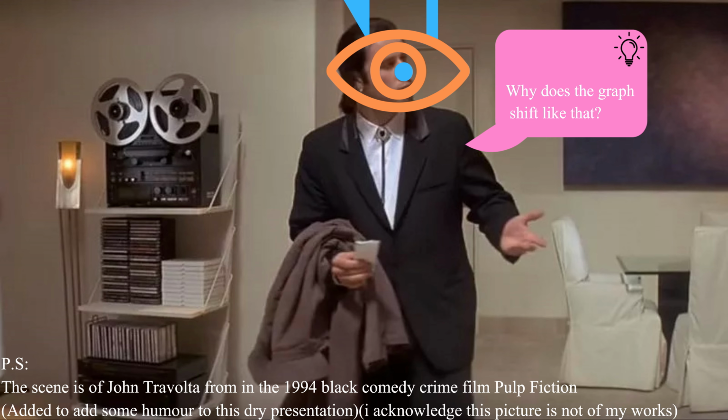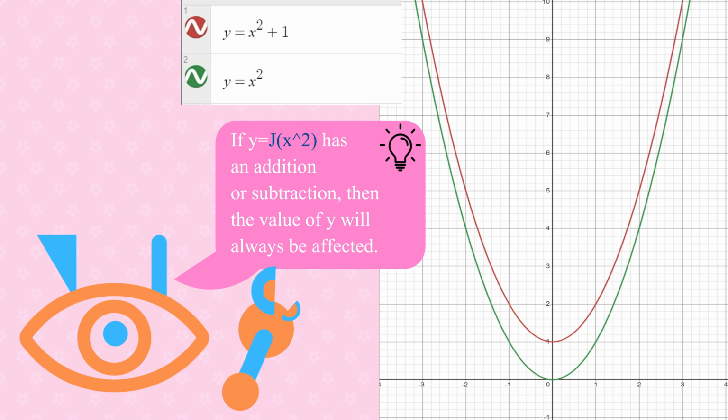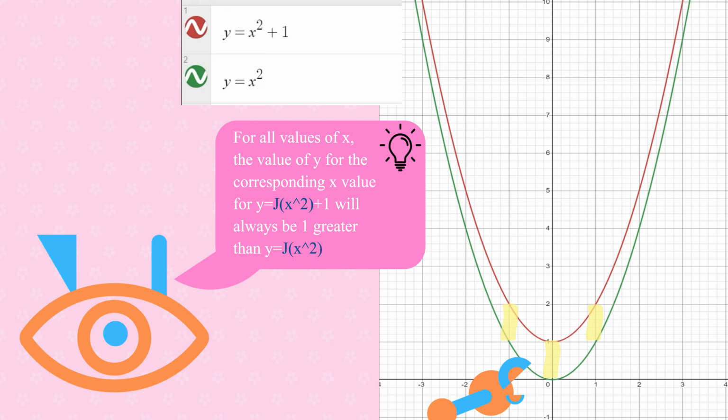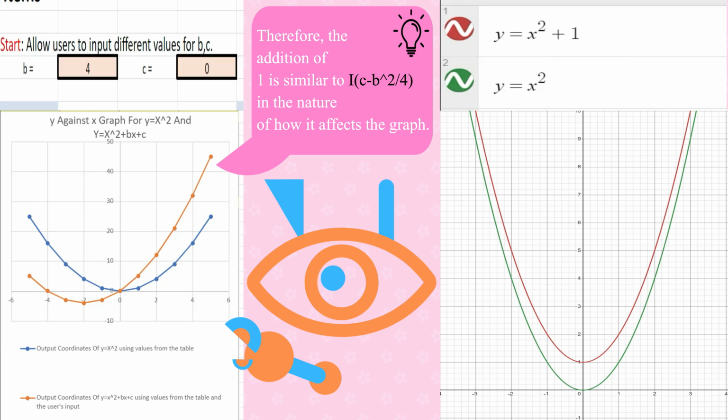Why does the graph shift like that? If y equals j has an additional subtraction, then the value of y will always be affected. For example, let's superimpose y equals j and y equals j plus 1. For all values of x, the value of y for the corresponding x value for y equals j plus 1 will always be 1 greater. Therefore, the additional 1 is similar to I in the nature of how it affects the graph.